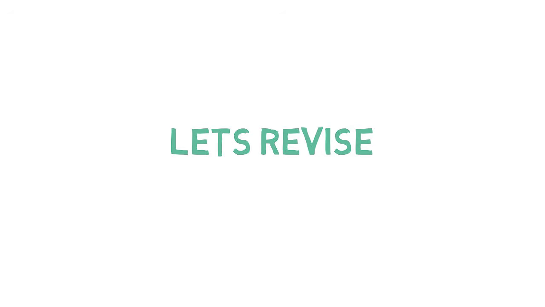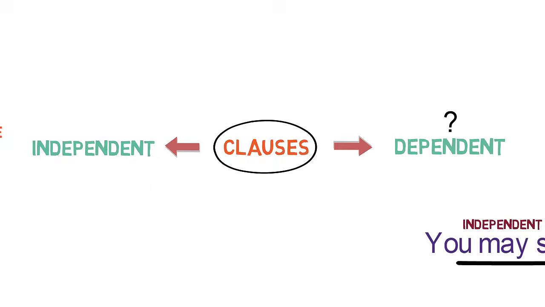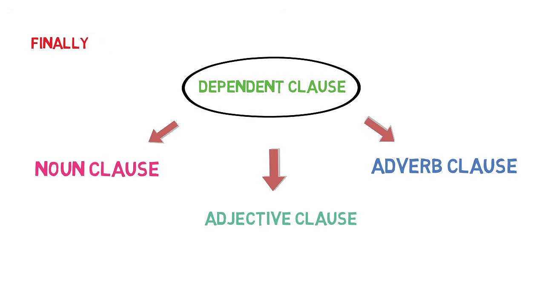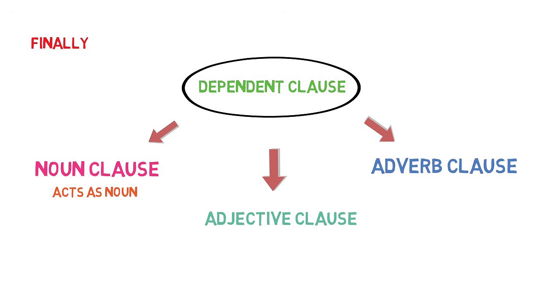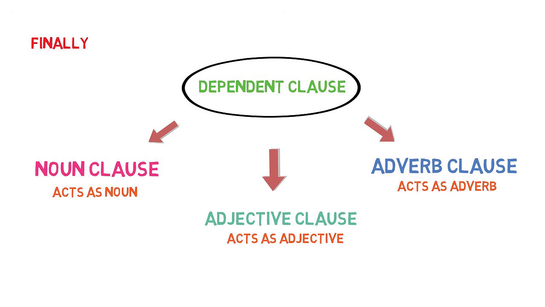That's all about clauses in this video. Let's quickly revise what we have learnt in this video. Firstly, we learnt what is a clause. So a clause is a group of words with a subject and verb combination and has a meaning by itself. Then we discussed two types of clauses, independent clause and dependent clause. Finally, we discussed three types of dependent clauses, which are noun clause, which acts as a noun in the sentence, adjective clause, which acts as an adjective in the sentence, and adverb clause, which acts as an adverb in the sentence.